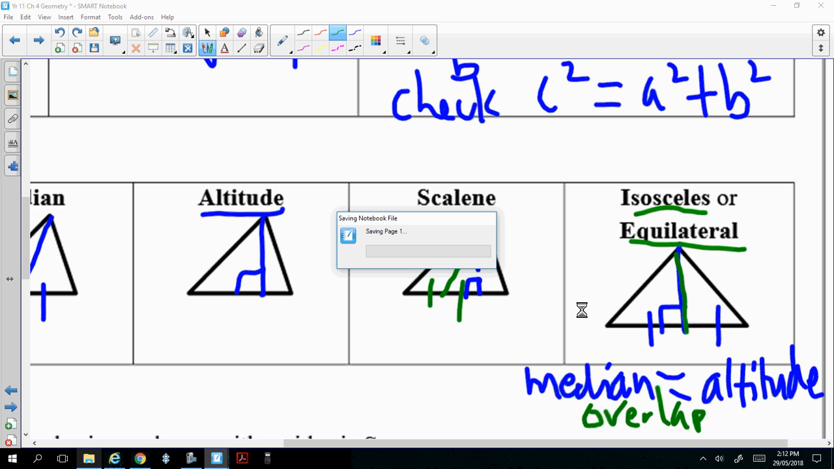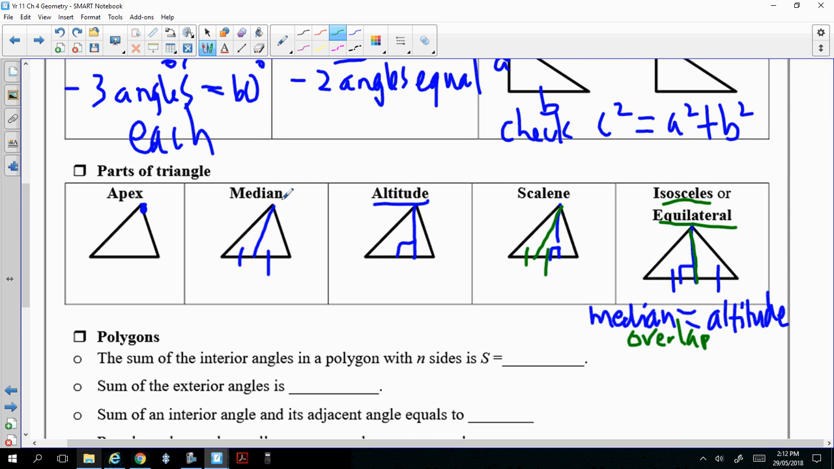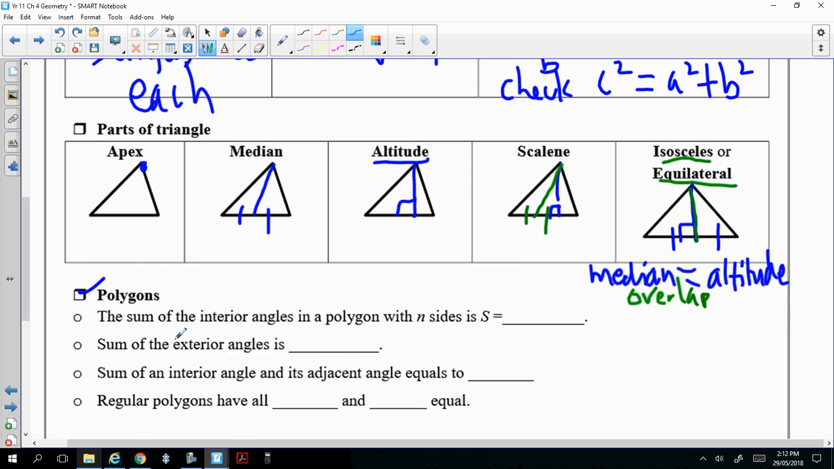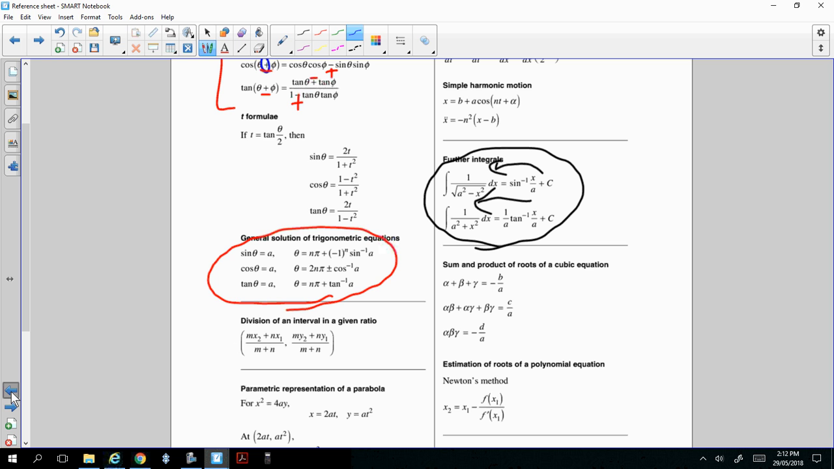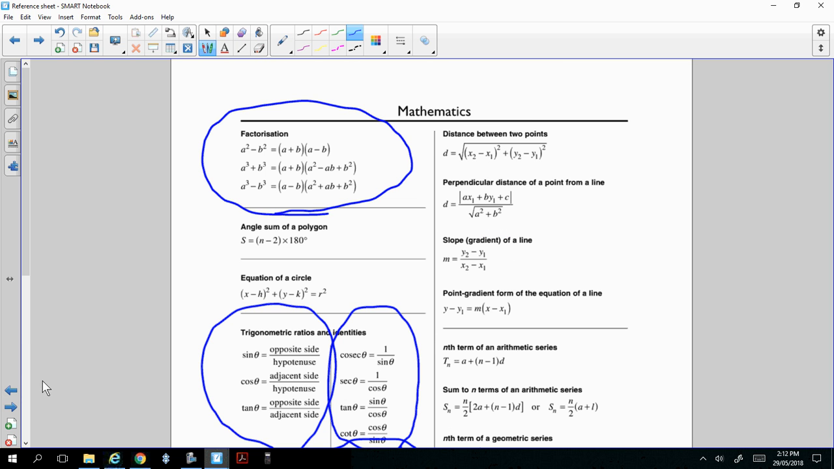All right, so we've got these, and what do we do? Polygons. Polygons are pretty easy. The only formula you are given in the formula sheet is the angle sum of a polygon, which I will show you over here. So on your formula sheet, you've done this. Now there's a polygon. That's all. And then the trigonometry.